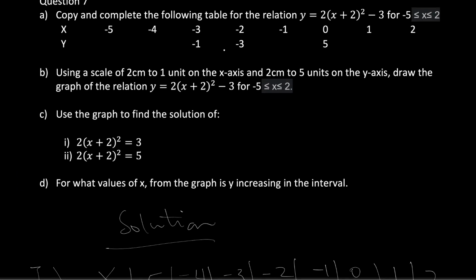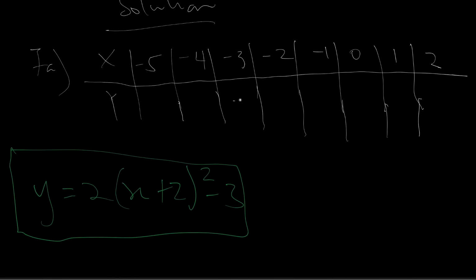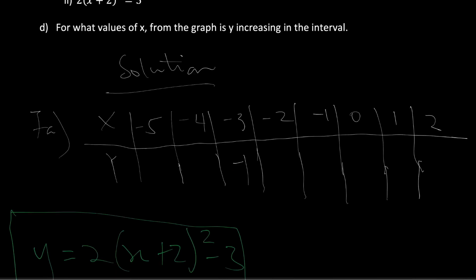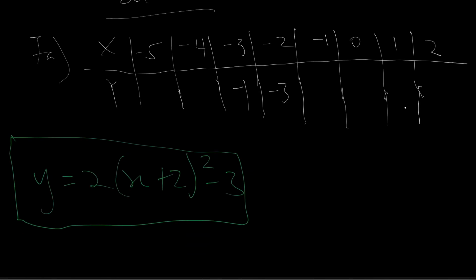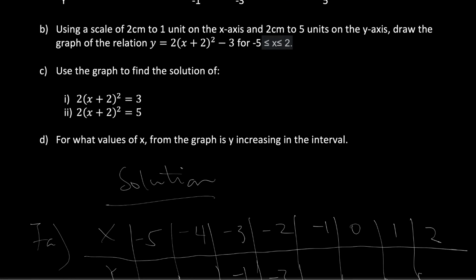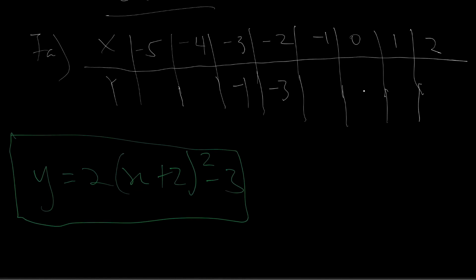But then we already have some values of y. Negative 1 here, negative 3, and 5. So we need some values of y. So we use this relation to find the values of y.